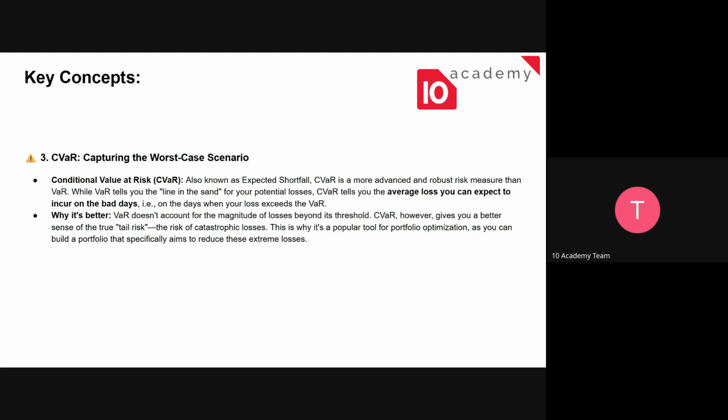Okay, and then the CVaR, or the conditional value at risk, will try to capture the worst case scenario. It is also known as expected shortfall. CVaR is a more advanced and robust risk measure than VaR. While VaR tells you the line in the sand for your potential loss, CVaR tells you the average loss you can expect to incur on the bad days, such that on the days when your loss exceeds the VaR.